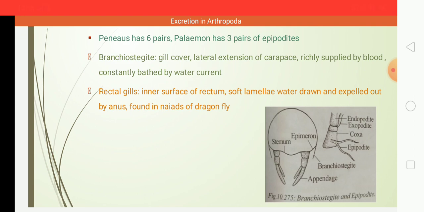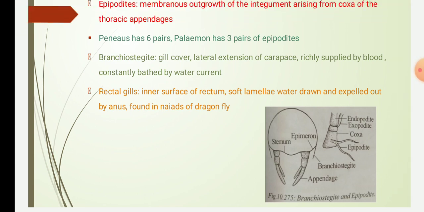The next one is the rectal gills. These rectal gills are located on the inner surface of the rectum, and they are in the form of soft lamellae. The water is drawn in and expelled out via the anus for respiration. In rectal gills, the anus helps in drawing water in and out of the body. Rectal gills occur in the naiads of the dragonfly.